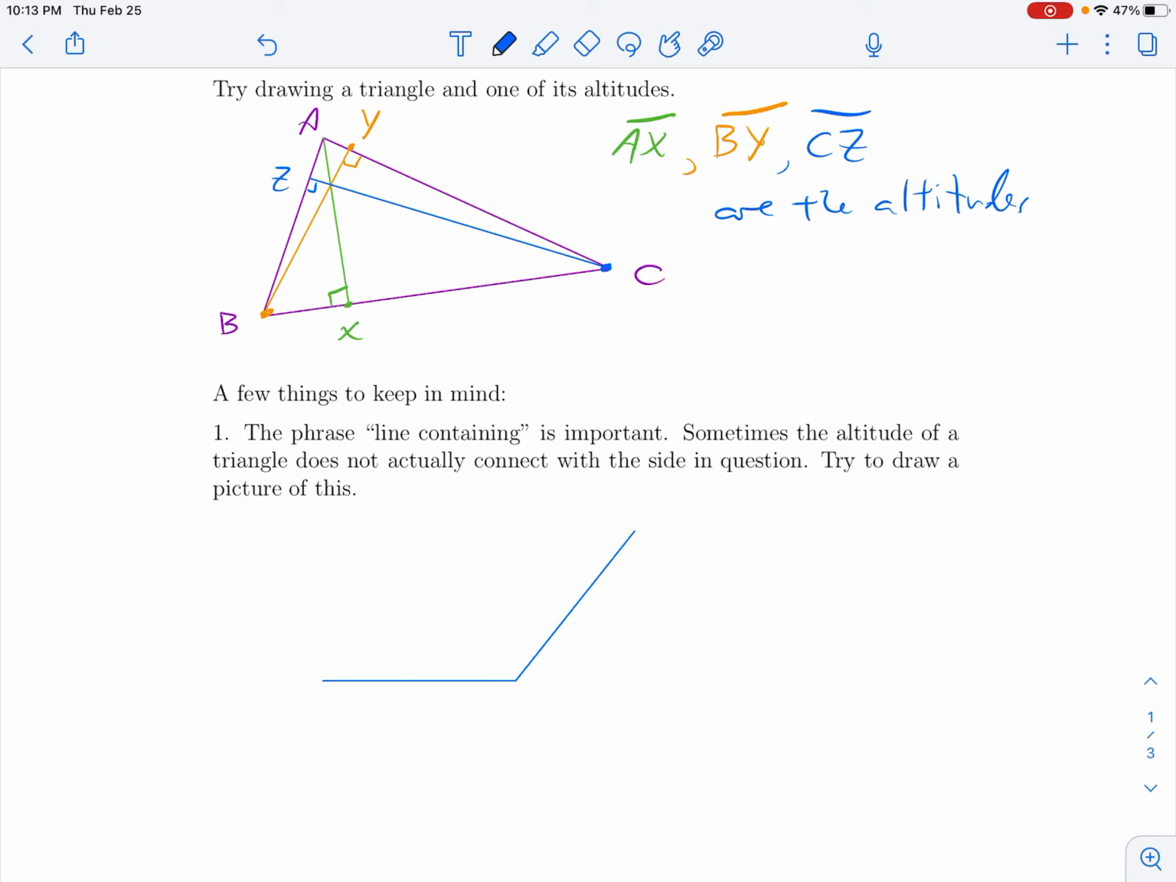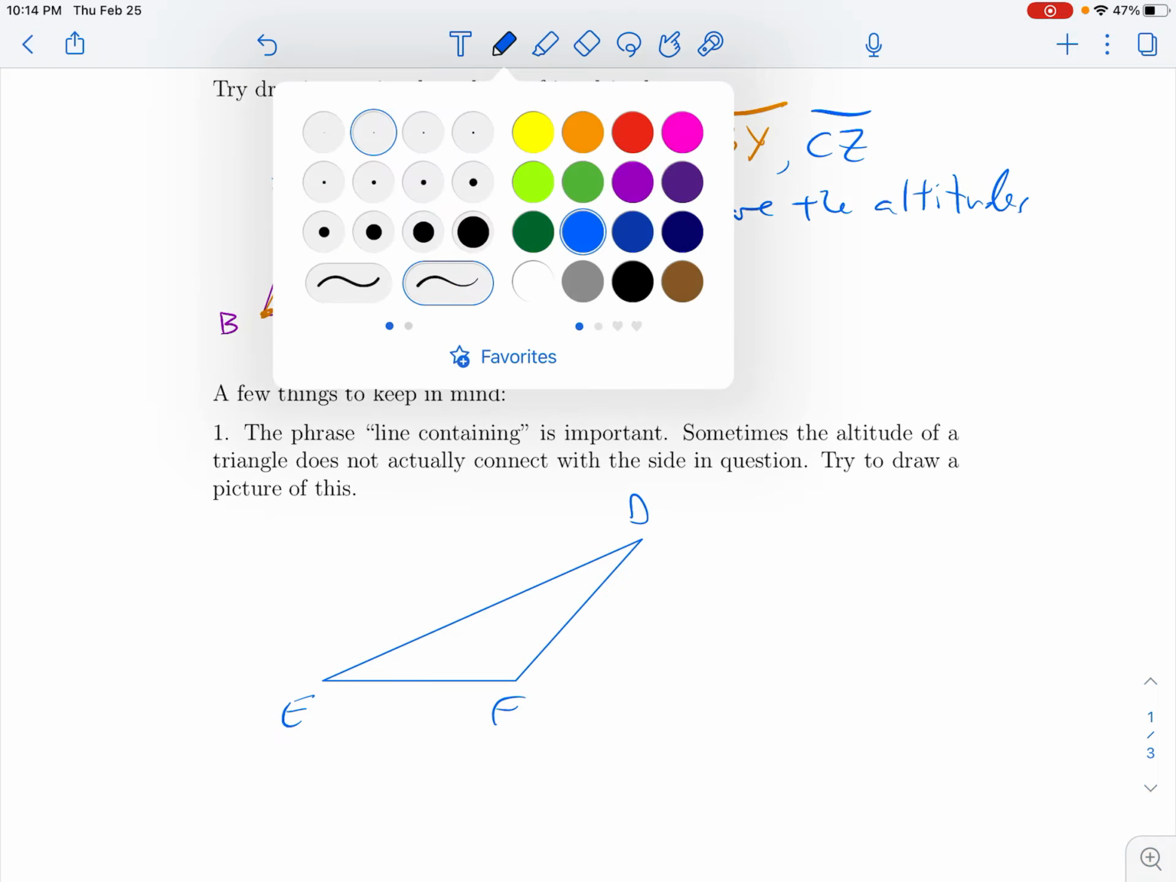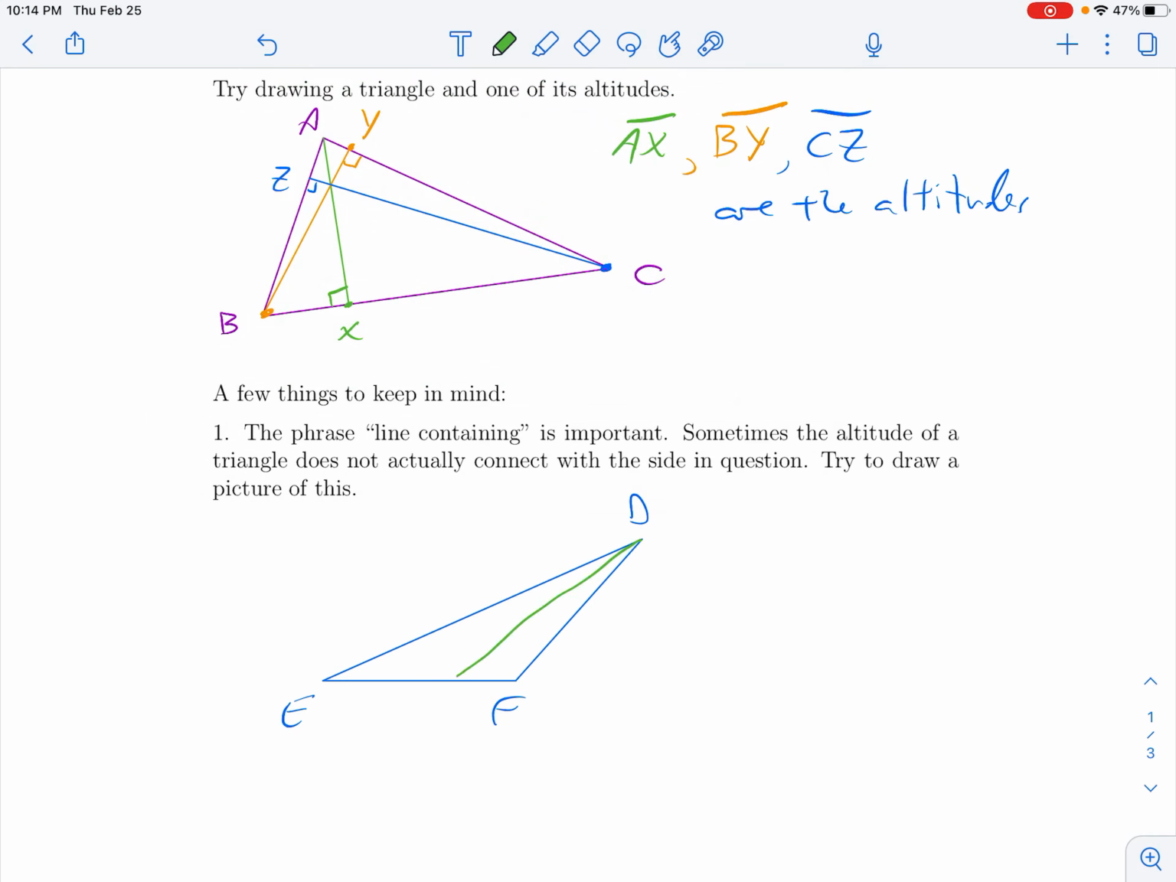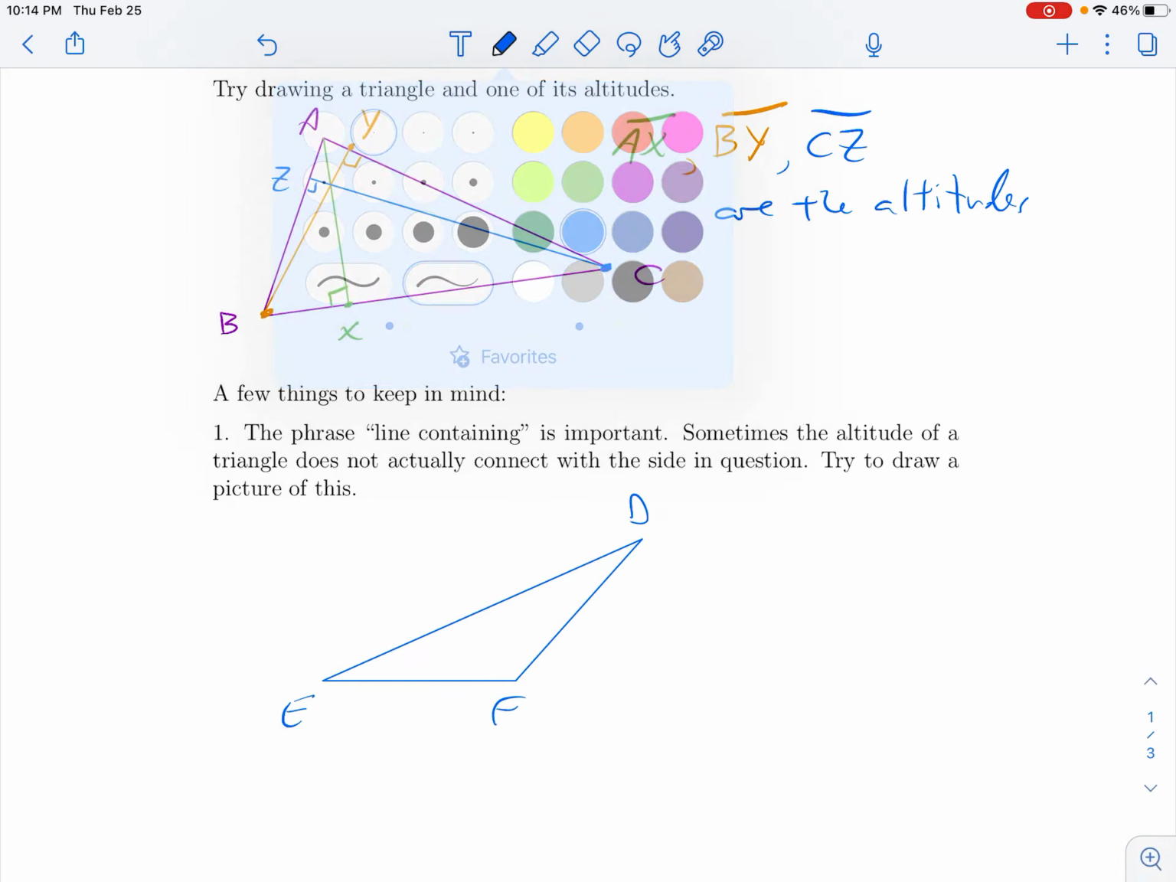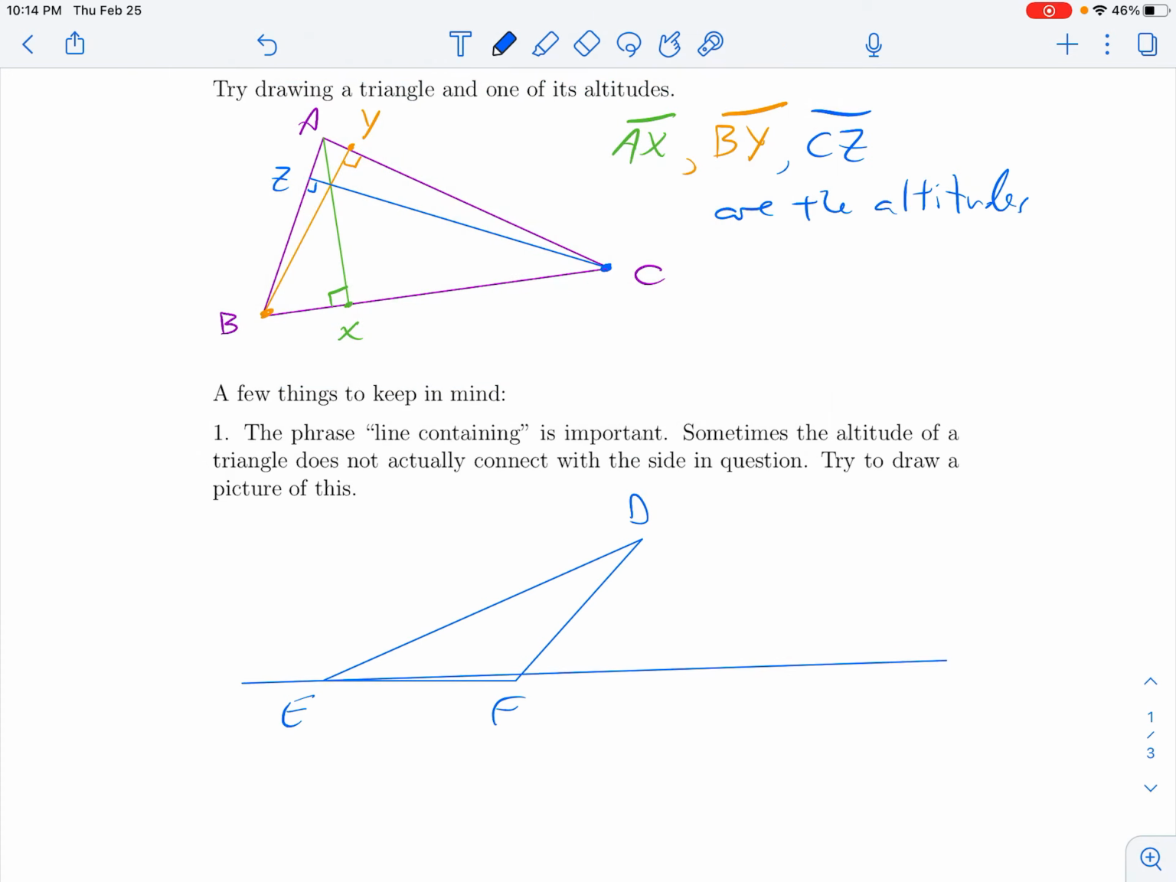And the trick here is you need an obtuse angle. So if one of the angles of this triangle is obtuse, so let's suppose this is DEF. If I go from D to segment EF, no matter where I put this, I'm not going to get a right angle. In order to get a right angle, I have to extend segment EF into the line EF, like so. And now, on the outside of the triangle, I would be able to find an altitude like so.